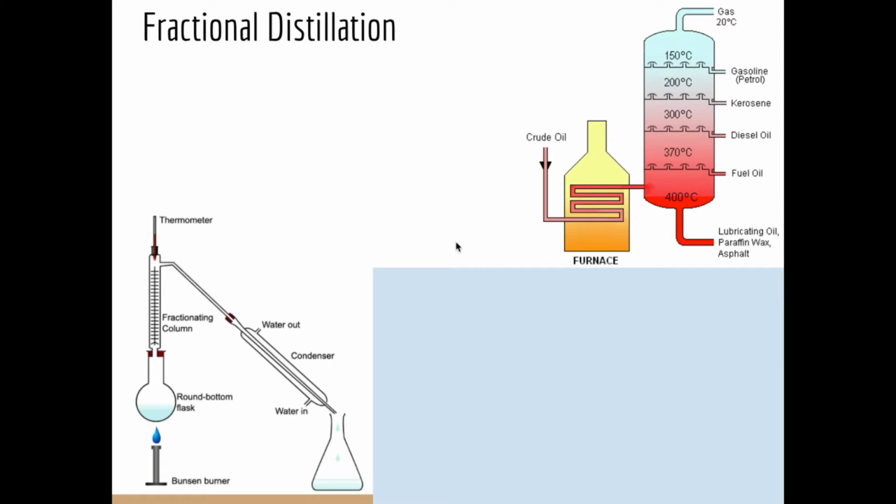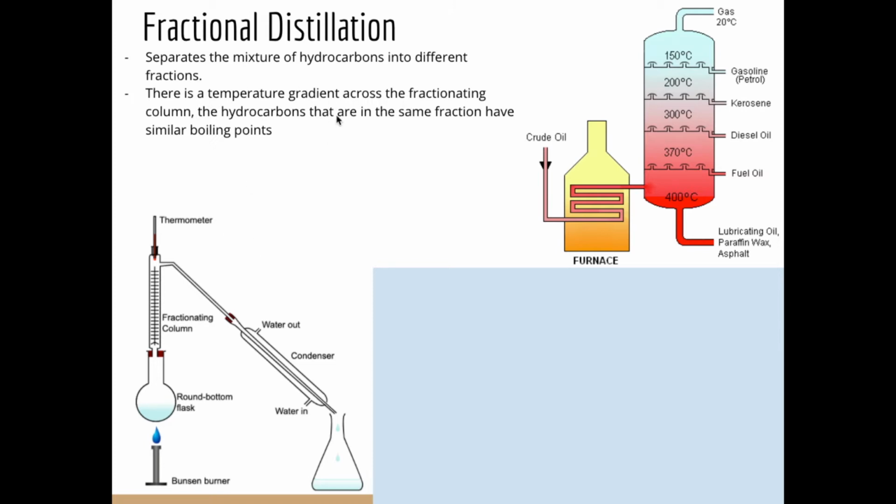Let's talk about how it works by talking specifically about the fractional distillation of crude oil. So it separates the mixture of hydrocarbons into different fractions based on their boiling point. It does this by having a temperature gradient across the fractionating column. The hydrocarbons that are in the same fraction have similar boiling points. So we can see here, we've got very high temperatures down the bottom, very low temperatures up the top. So we've got a temperature gradient from high to low.